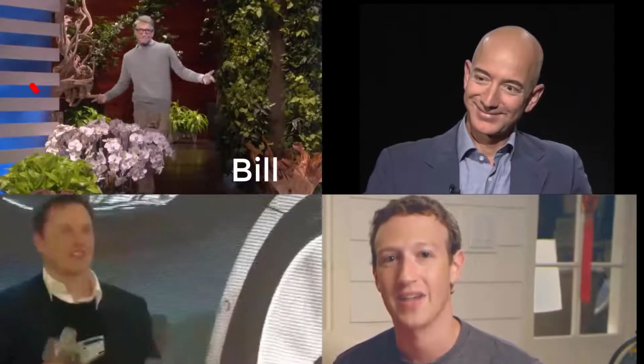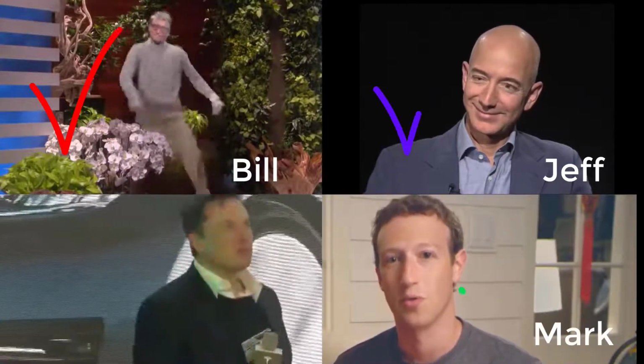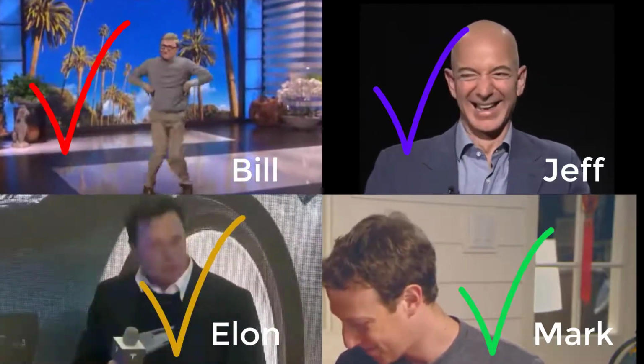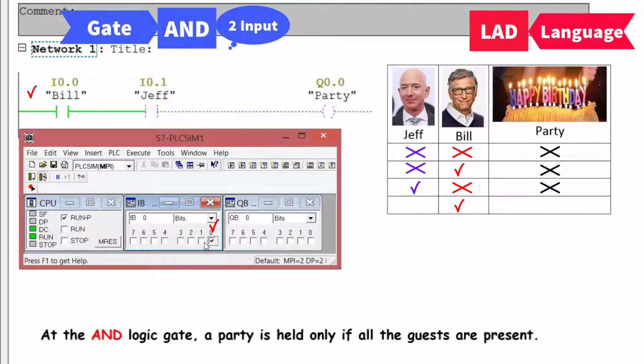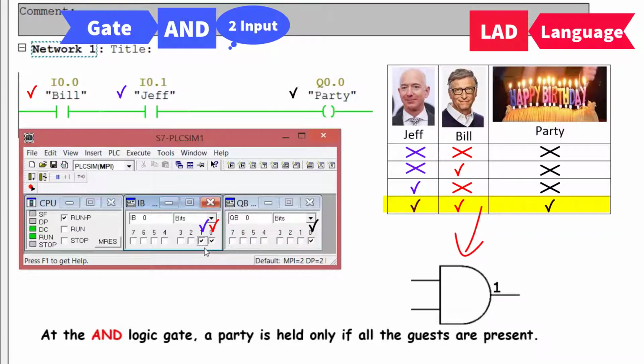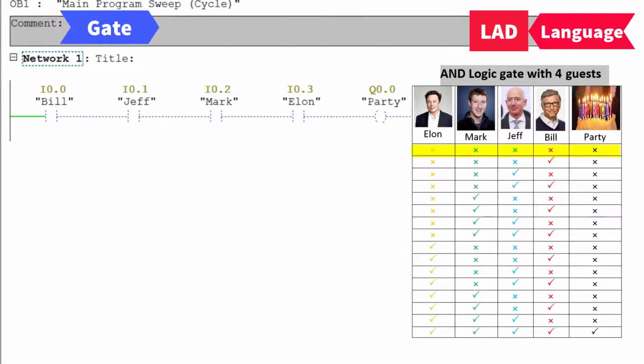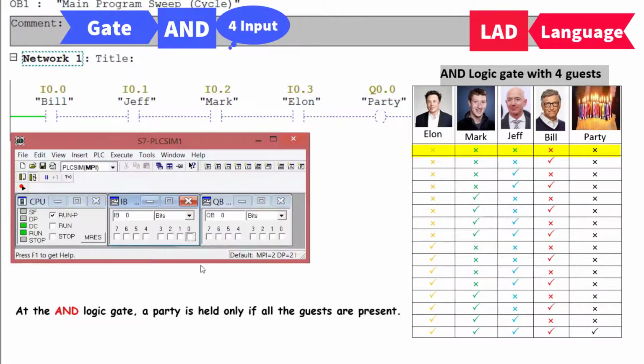In this video, we want to invite Bill, Jeff, Mark and Elon to a party. Whether or not this party will take place will depend on the logic of the AND or NAND gates. Invite these guests in 2 guest, 3 guest and 4 guest modes. First, the probability of the presence or absence of each of the guests in the above cases is examined.